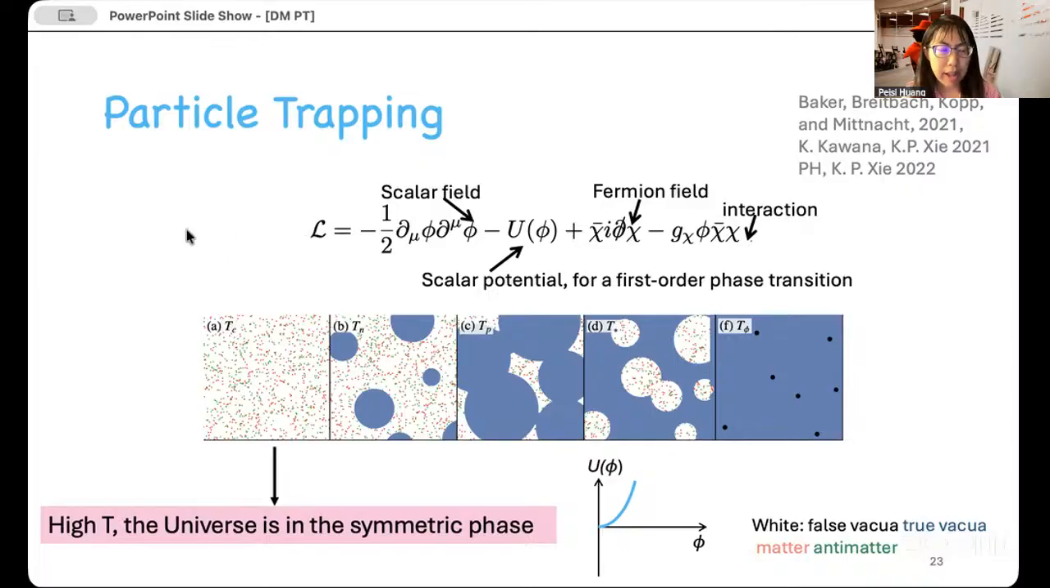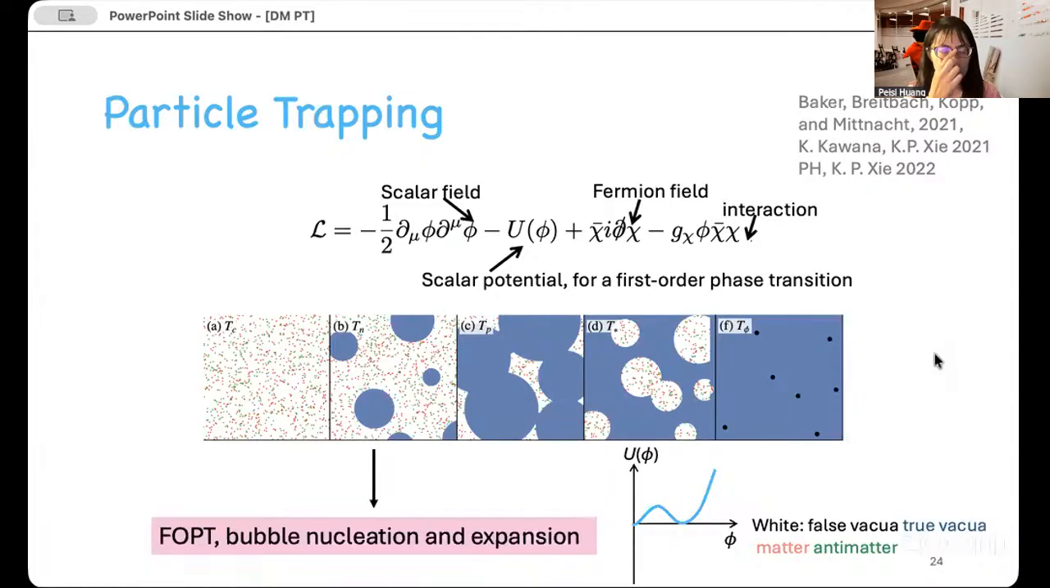So early on, at high temperature, the universe is in the symmetric phase. In this plot, the white region is the symmetric phase, and the blue region is the broken phase. The red points are matter, the green points are dark matter. And as the universe cools down, there is a strong first order phase transition. So we start to have those blue bubbles being nucleated, and they expand.